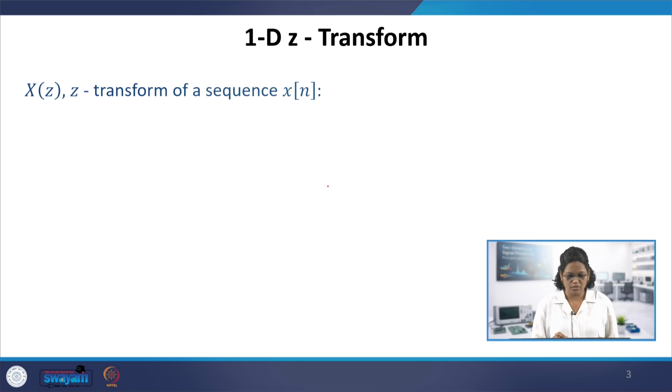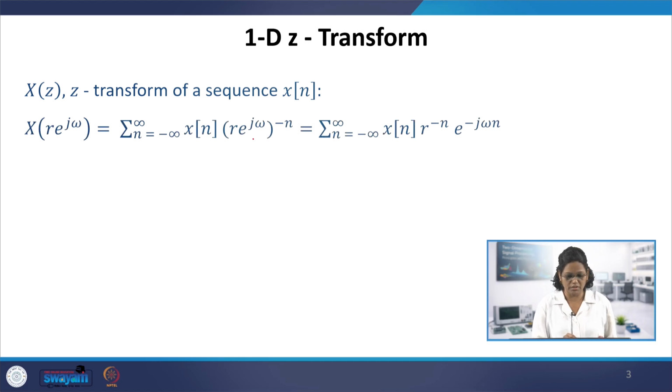What is the relation to get Z in terms of r e power j omega? If Z is substituted with r e power j omega, then the summation from n equal to minus infinity to plus infinity of x of n times r e power j omega, with Z just replaced, to the power minus n. We can write this as r power minus n e power minus j omega n. This comes to a point where we have seen this equation in terms of the Fourier transform, that is the DTFT. If you recall the discrete time Fourier transform, in which x of n e power minus j omega n, these terms were present, right?